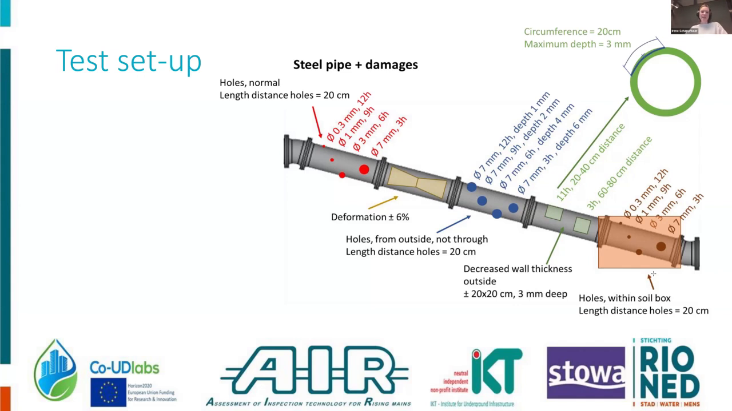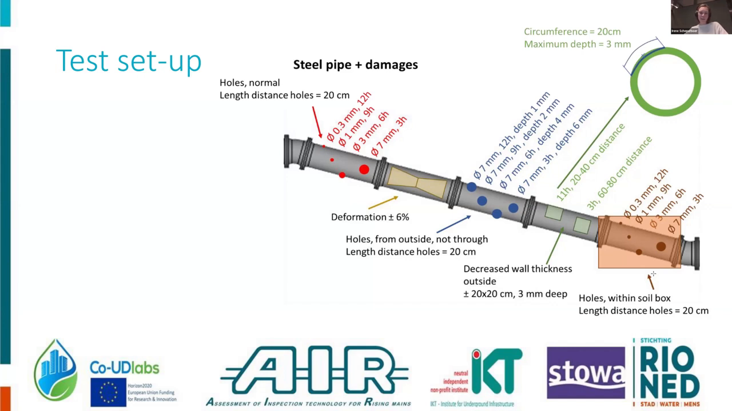In the second steel segment, we had a deformation of about 6% of the diameter decreased in vertical direction. Then we had in the third pipe segment holes only from the outside, so not holes through. They were all 7 millimeters in diameter, the holes, and had varying depth.